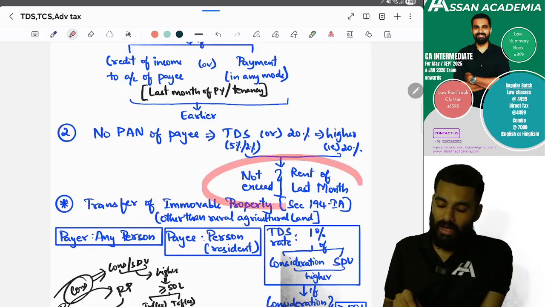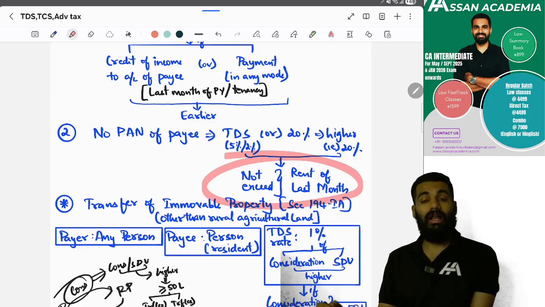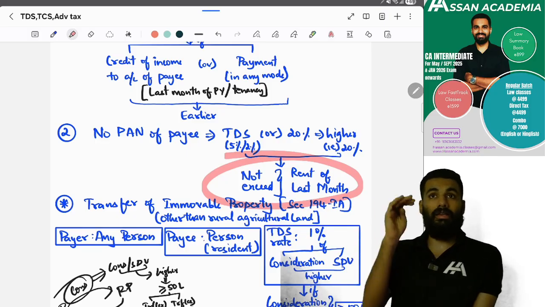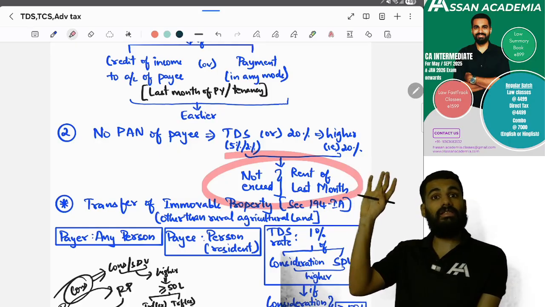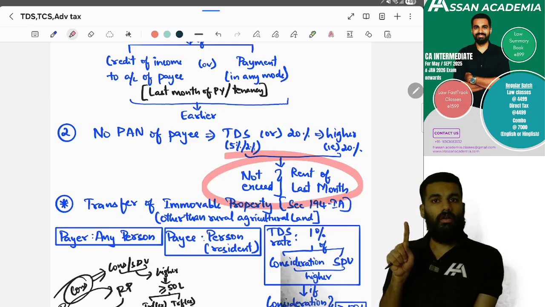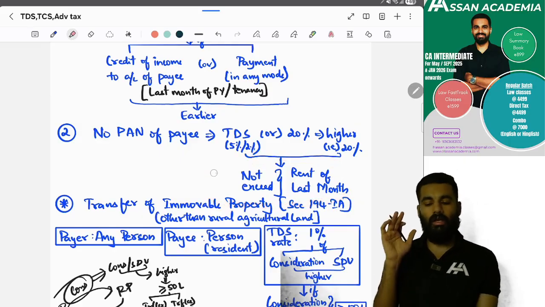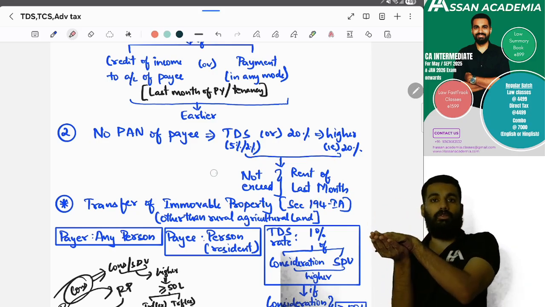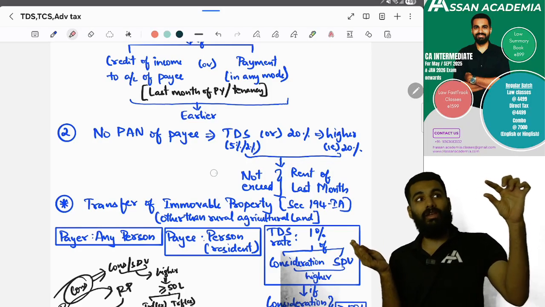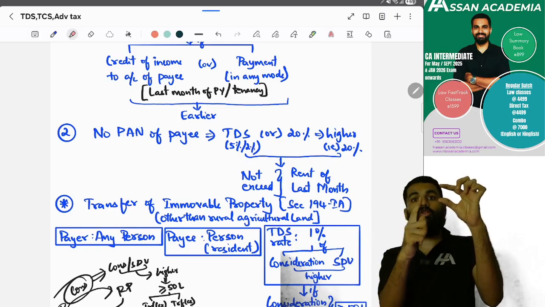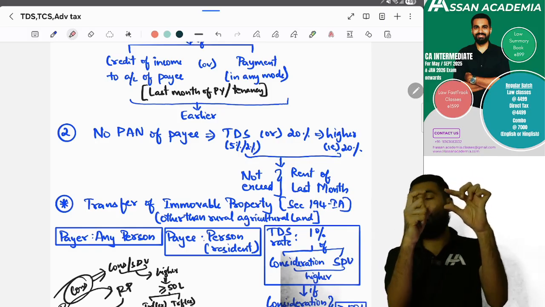But remember, the rent of the last month should not be exceeded. If the TDS is more and the rent is less? No, no. TDS should be maximum up to the rent of the last month. It should be TDS for the entire amount, up to a maximum of the rent of the last month.